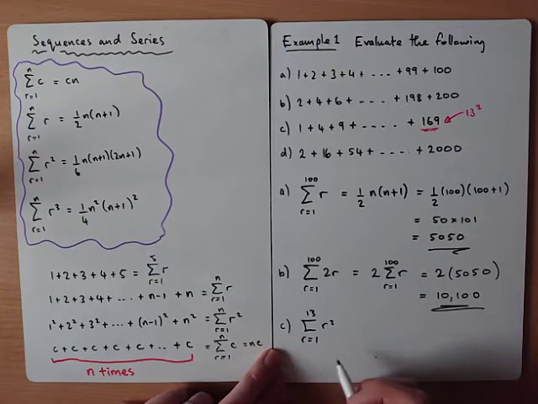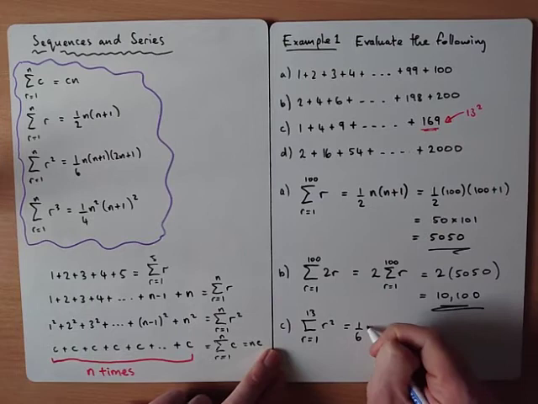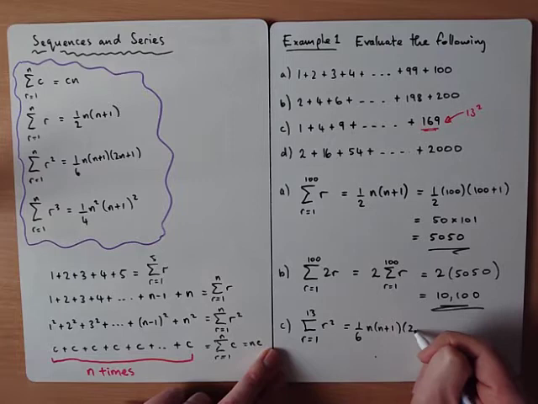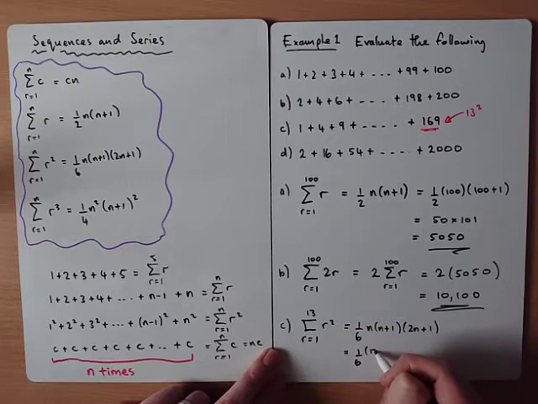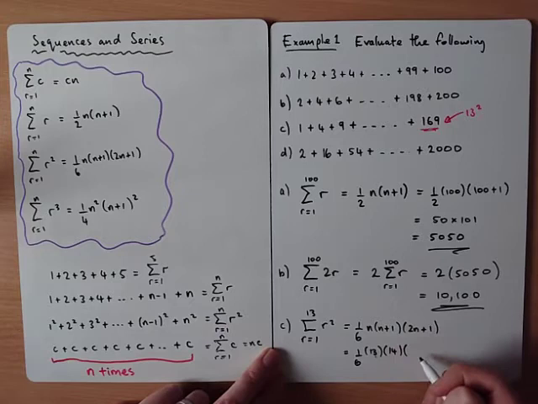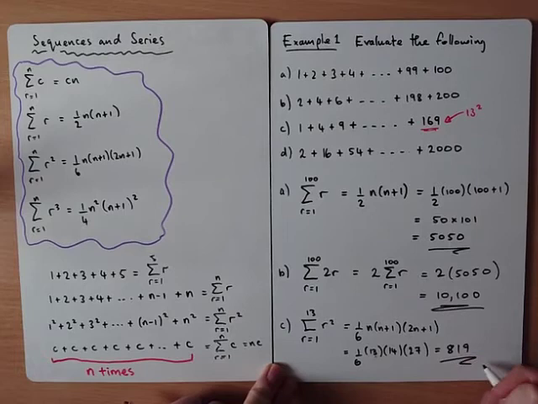So that would equal... A quick way of adding up the squared numbers is this formula. So it would be 1/6 n, n plus 1, 2n plus 1. And obviously, when we're using these formulas, n stands for the total number. So it would be 1/6 of 13, 13 plus 1, 2 times 13 plus 1. Let's see what we get for that. Okay, so I'm getting 819.